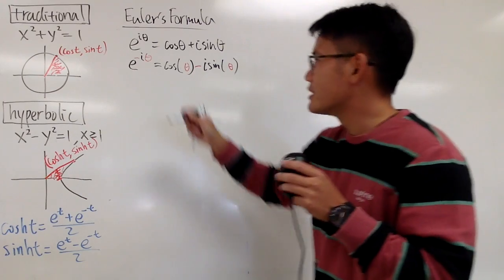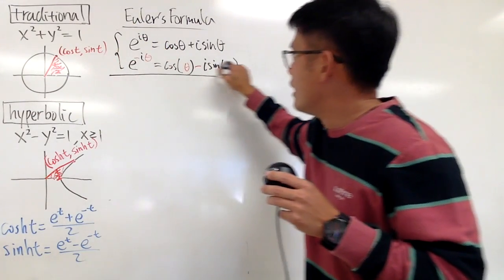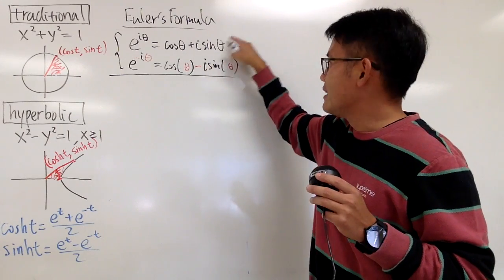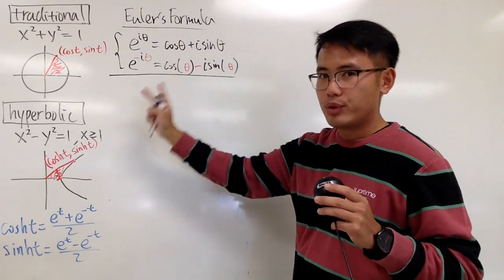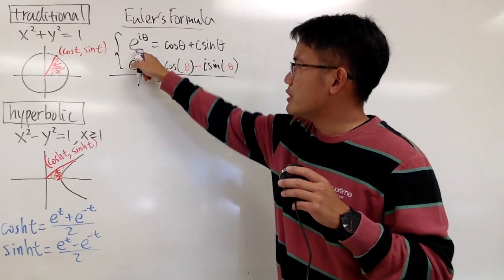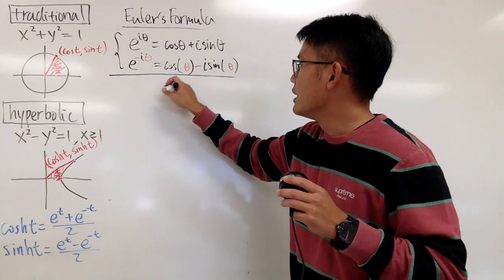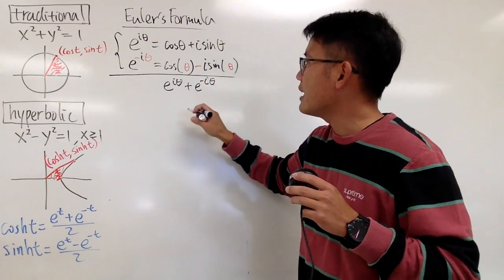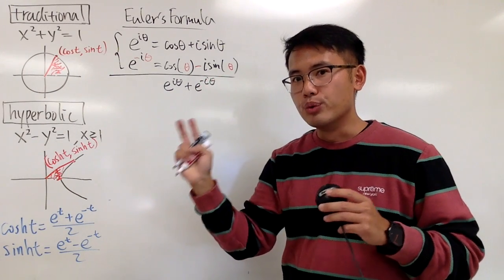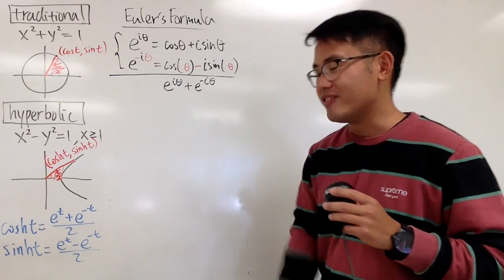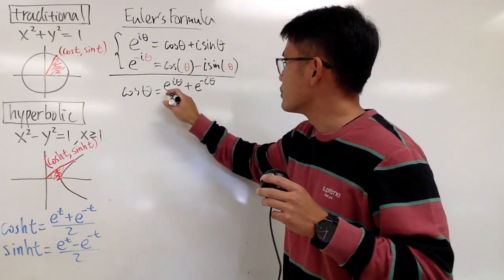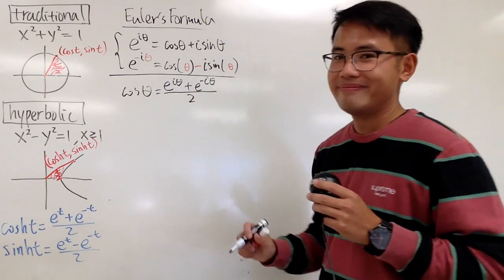Let's do cosine first. And to do so, let's just do this in our head. I'm just going to add this up so that this and that will cancel, and we will have 2 cosine theta. And it's pretty much this plus that, and let me just write that down. e to the i theta plus e to the negative i theta. And remember, we have 2 cosine theta, so we will have to divide both sides by 2. Therefore, I get cosine theta equals this over 2.